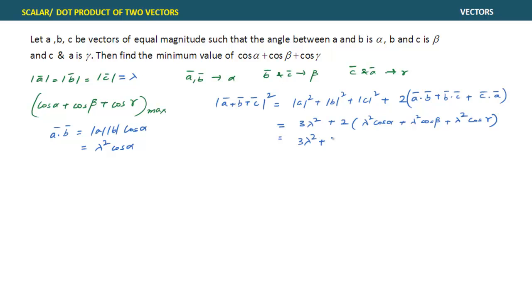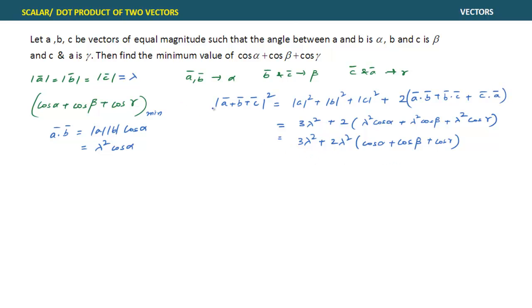Why? Because you have actually got cos alpha plus cos beta plus cos gamma. Now your target is to find the minimum value of this. Sorry, I have written maximum over here, which is wrong. We are asked to find the minimum value. All right, so let me correct it here. You want to find the minimum value. So up till now, there is no problem. This is what we have reached.